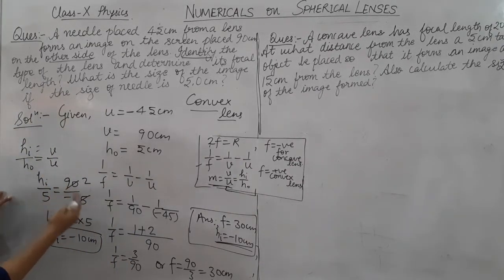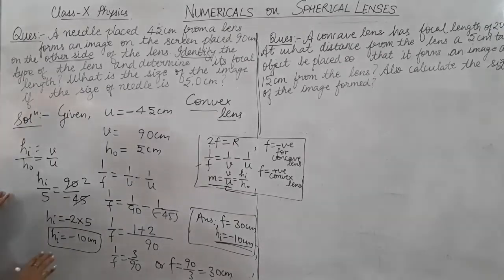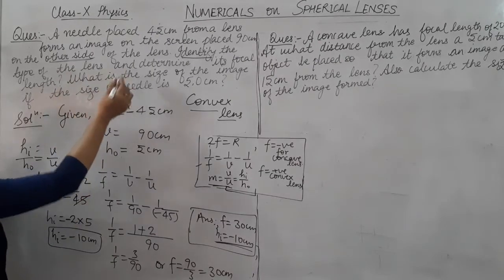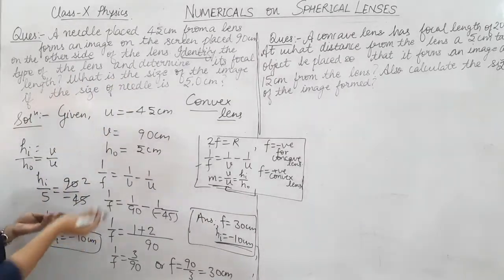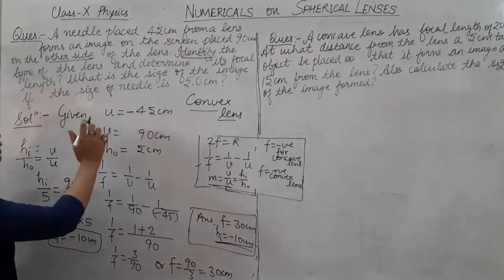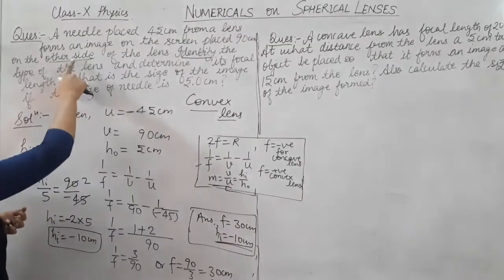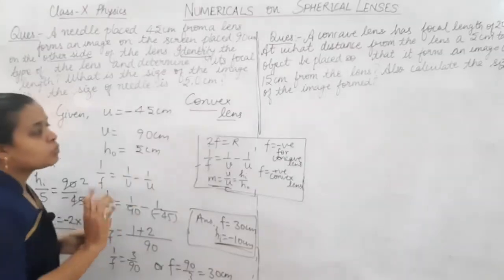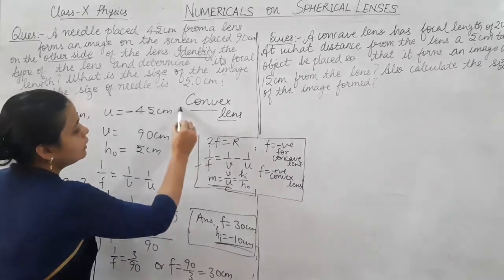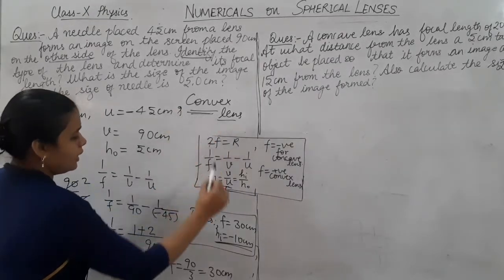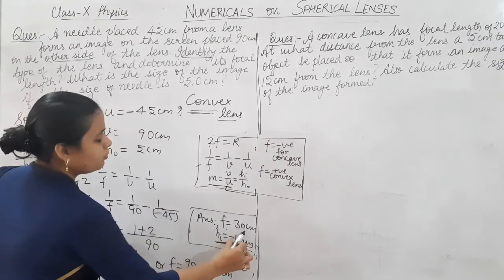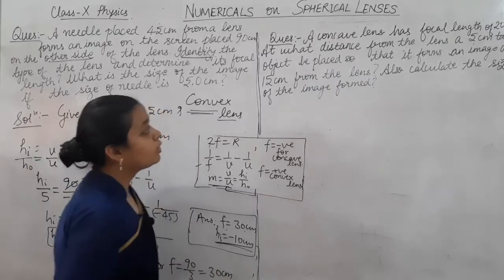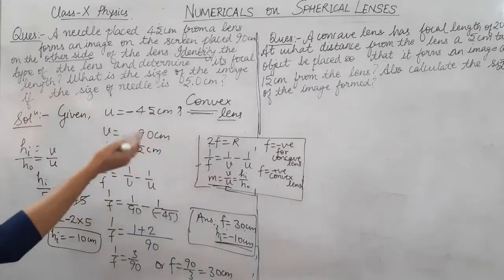Once again, if you go through this, I hope you will understand how to solve such types of questions in which the lens name is not given. If the name of the lens is not given, something will be given in the question so that you can reach the answer, and we have reached it. This is also an answer: a convex lens with focal length of 30 centimeter and the height of the image will be minus 10 centimeter. Now let's move to the next question.